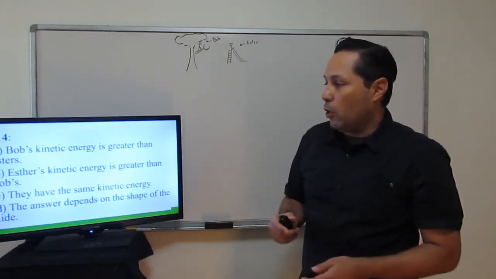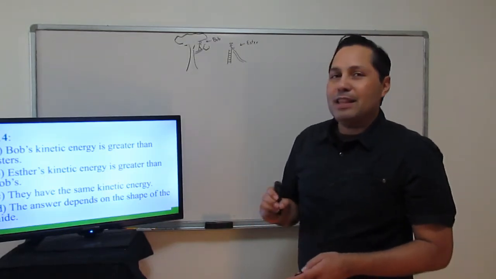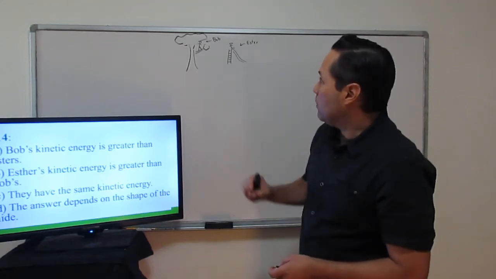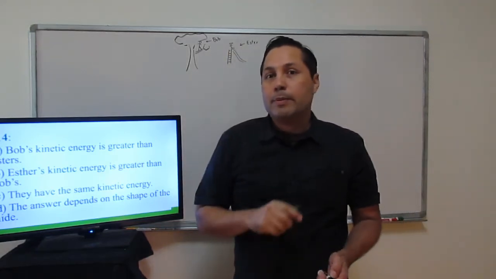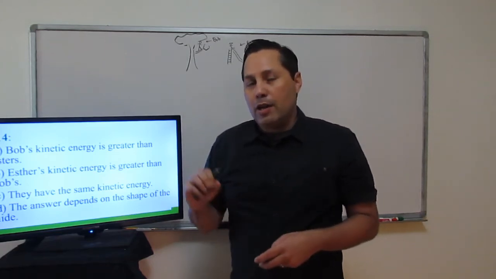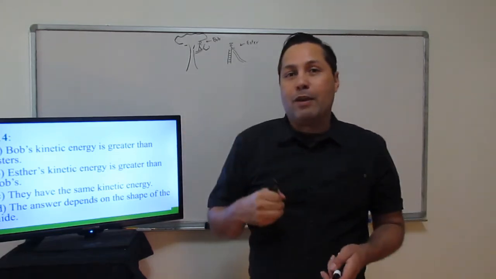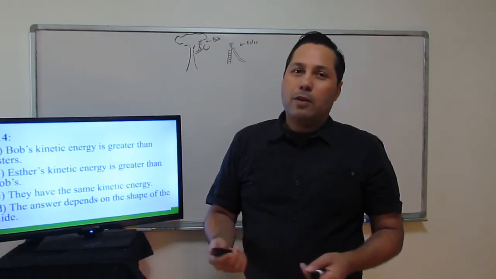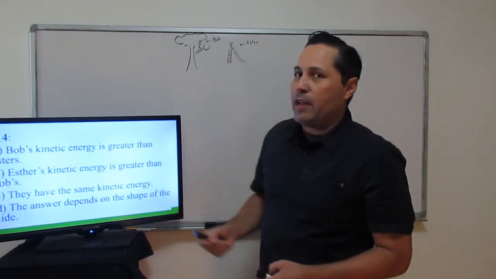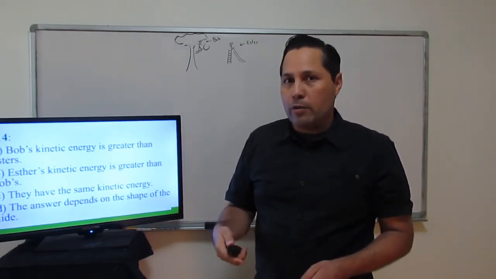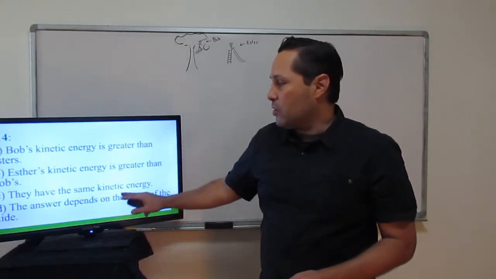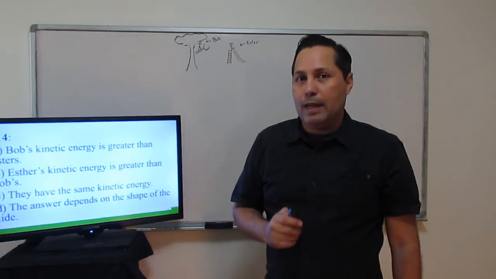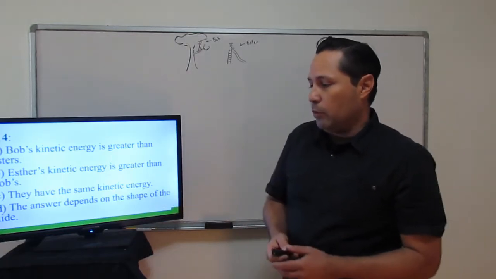The answer for this problem is C. They have the same kinetic energy because they both have the same potential energy, so therefore they'll have the same kinetic energy. Now, that's true for this problem where we have a frictionless slide. In real life, there is friction in the slide and Esther would lose some of her energy due to friction. But for this problem, because they said frictionless, the answer is C. They both have the same kinetic energy. Alright, that takes care of problem number 14.